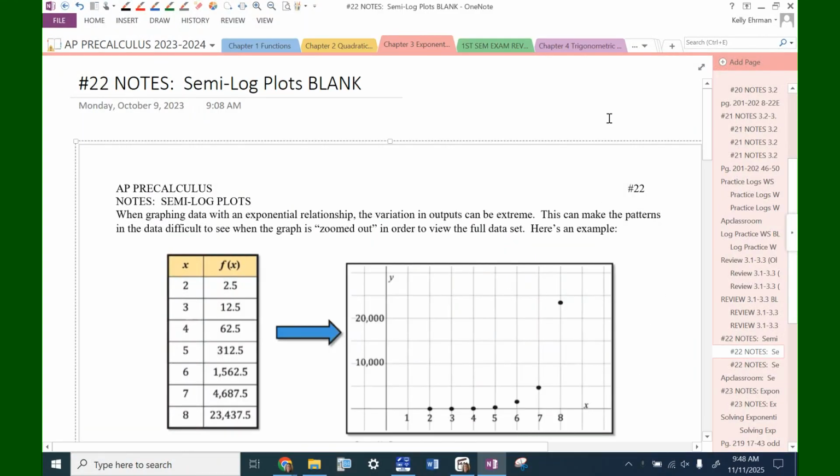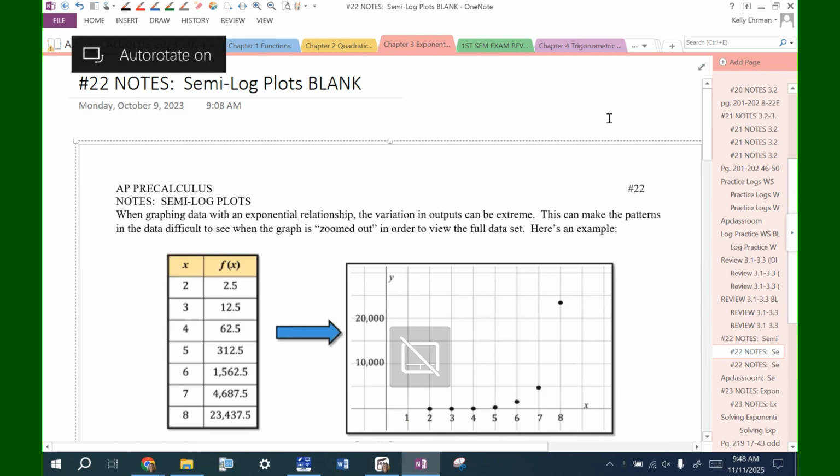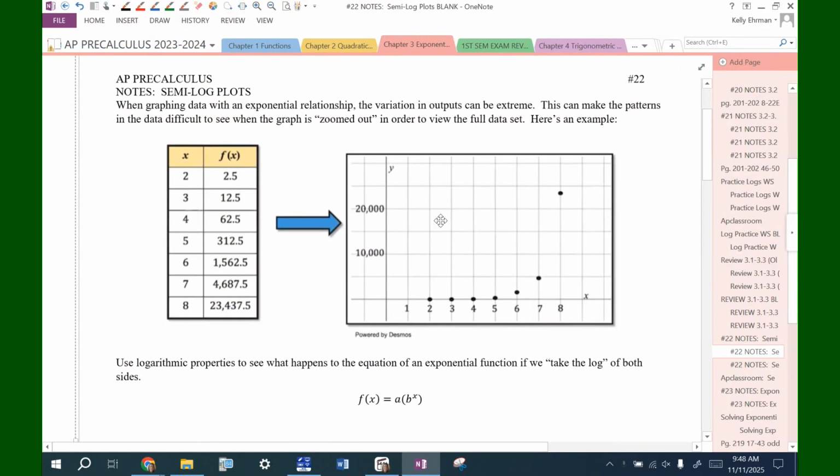All right, so this little section is about something that's specific to our AP Pre-Calculus test. We don't typically have free response questions regarding semi-log plots, but they're usually multiple choice. So we have kind of a short day of notes. I'll try to explain this the best that I can and look at what a semi-log plot is.